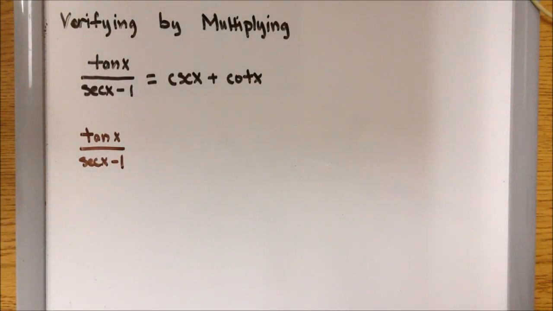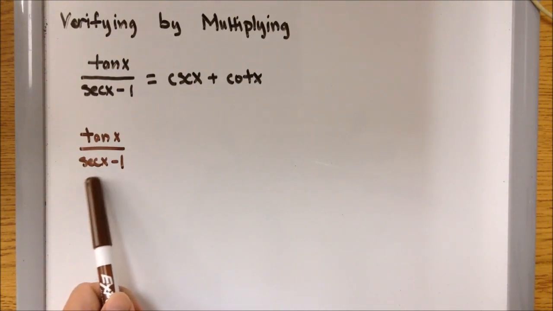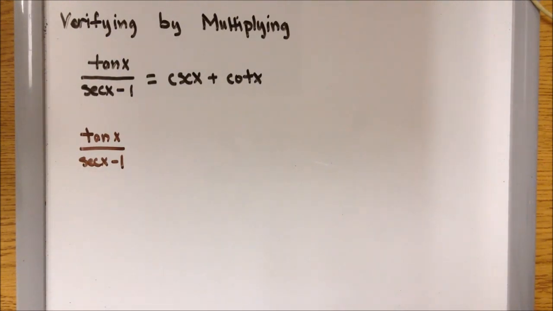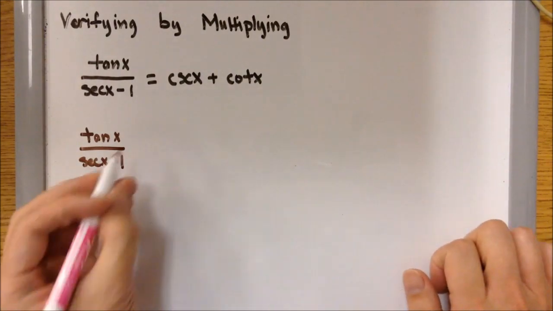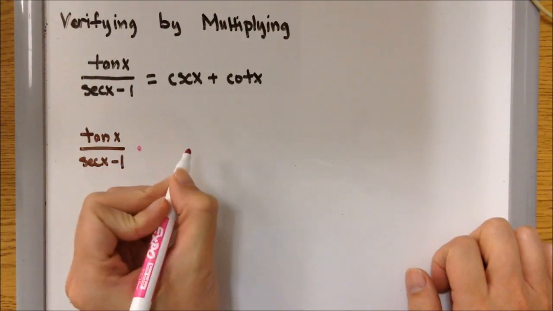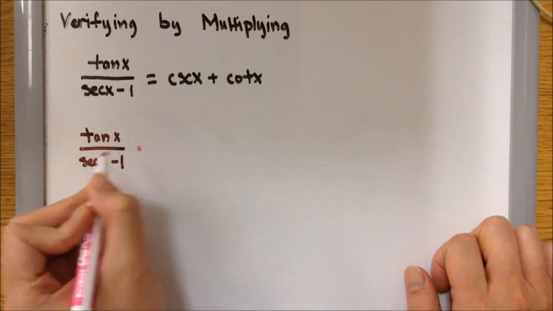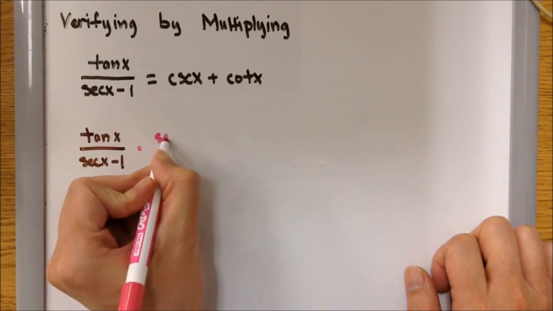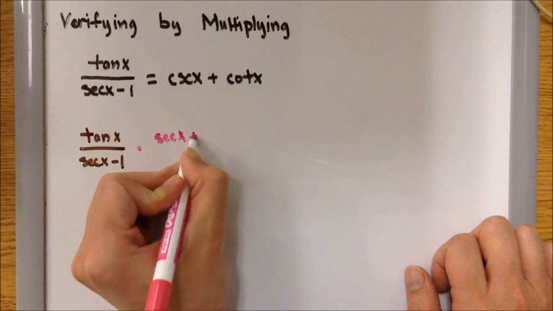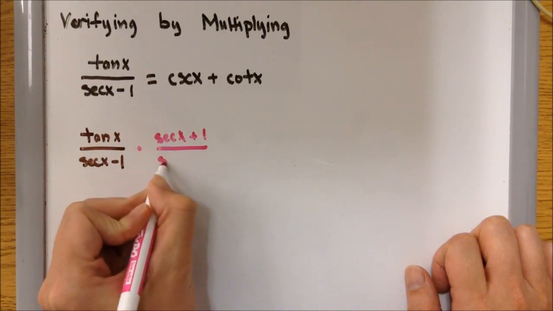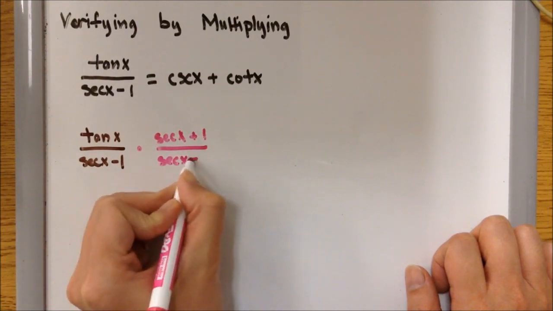Now, just like in 5.1, since we have a fraction, and if we look at the bottom, secant of x minus 1, if we want to eliminate the fraction so that we don't have it anymore, then we can simply multiply by the conjugate of it. So what I'm going to do is multiply top and bottom by secant of x plus 1.